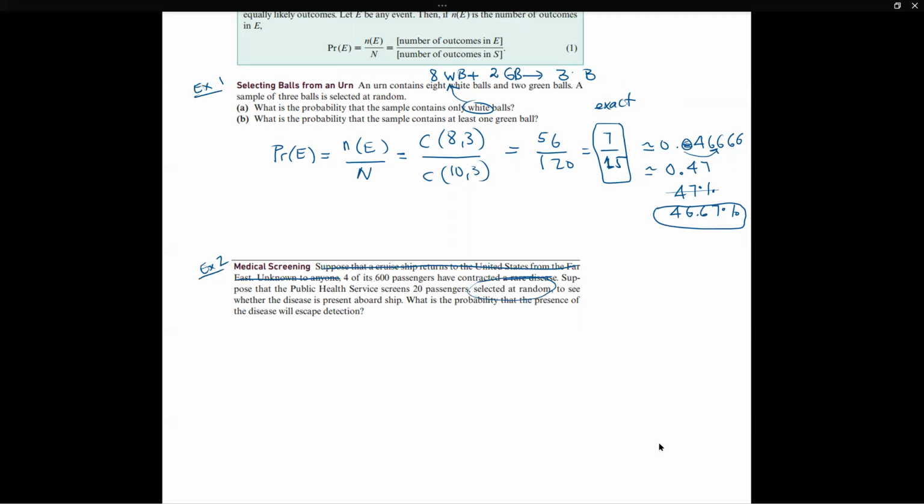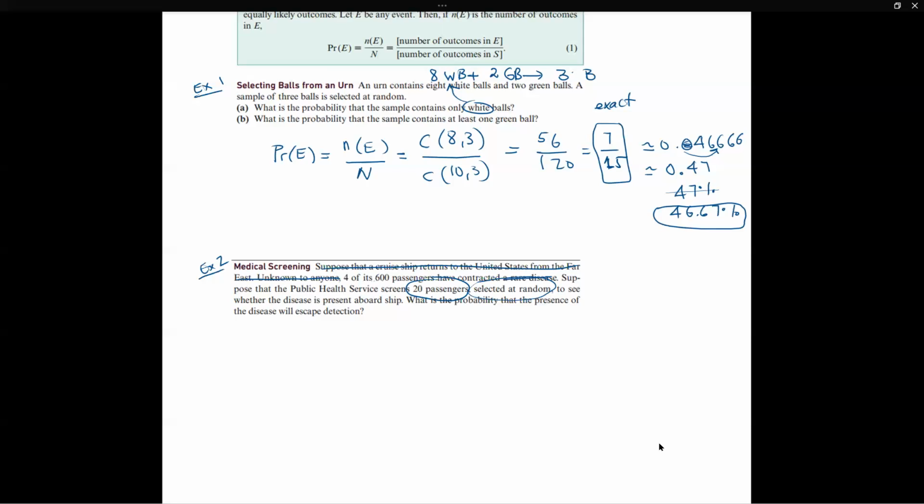So let's say a decision was made by this Public Health Service to screen 20 passengers at random to see whether the disease is present aboard the ship. So what is the probability that the presence of disease will escape detection, right? So what do you think?